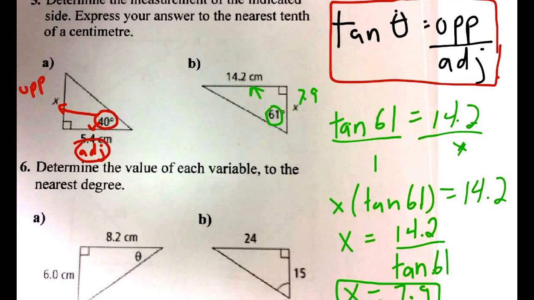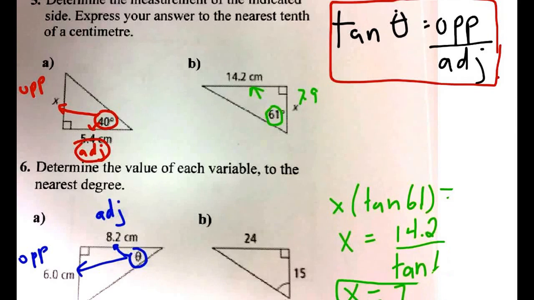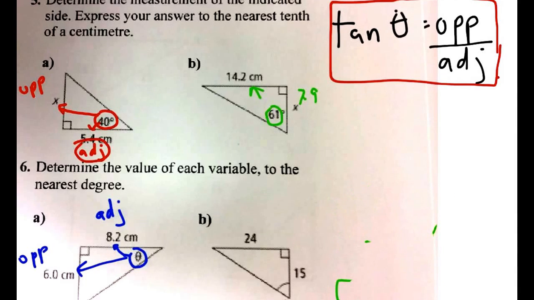Okay, the two on the bottom are still tangent, because if you look at the angle, let's just look at one of these here. So if I say we're going to look at that angle theta, we have the opposite side of 6, and we have an adjacent side of 8.2. So we're still dealing with tangent. The only thing that's different now is instead of looking for a side, we're actually trying to solve for the angle. Okay, the good news is it doesn't matter what you're looking for, you'd still solve it all exactly the same way.